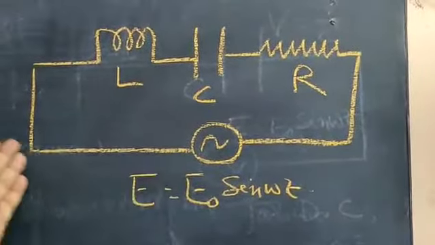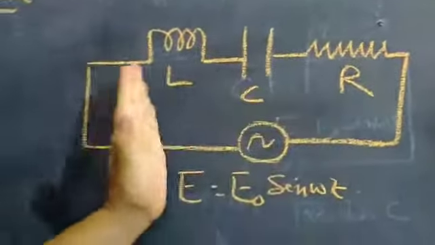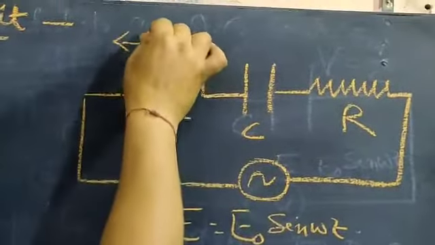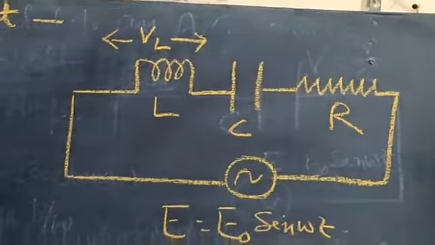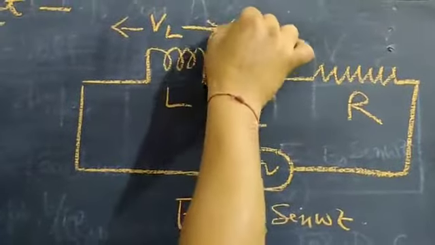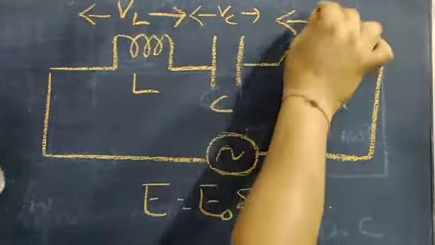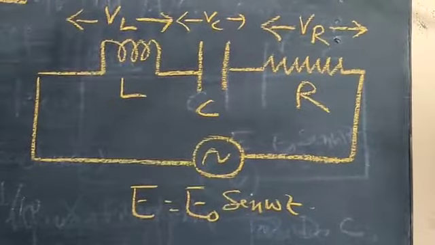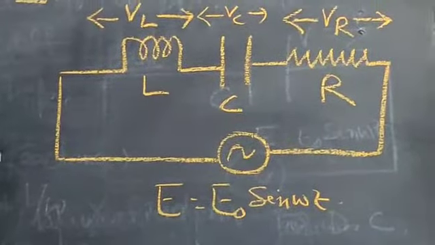So at any time when current flows, all these three elements are in series, so it will bring potential drop across all these three. Let the potential drop or voltage across L be VL, across C be VC, and across R be VR. What will be the angle relation between current and voltage in this series LCR circuit? It will depend.